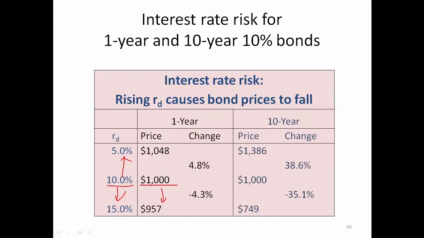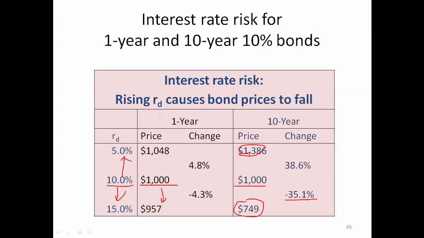However, when you look at a 10-year bond, again, when the interest rate is 10%, this bond is traded at par because it's the same as the coupon interest rate. However, when the interest rate goes up to 15%, the bond price changes to $7.49, and that is a 35% drop. Now, if the interest rate goes down to 5%, the price goes up, and it goes up by 38%.